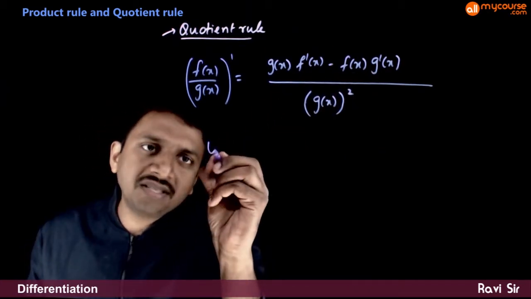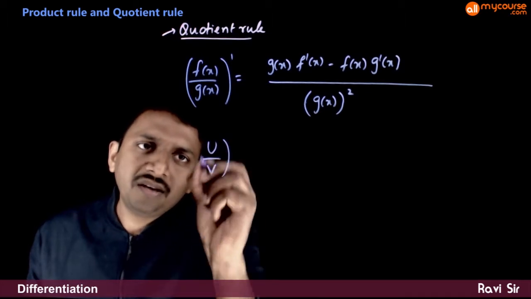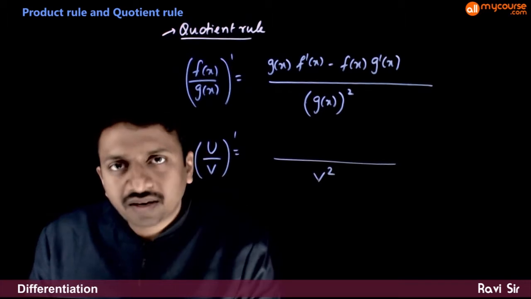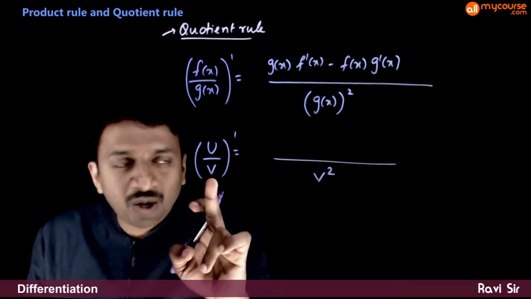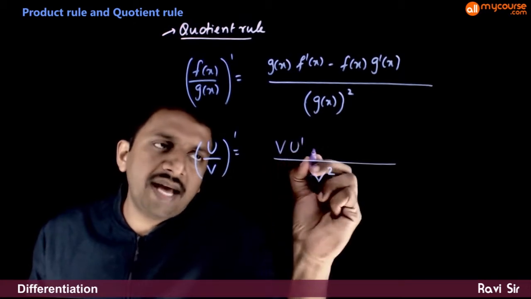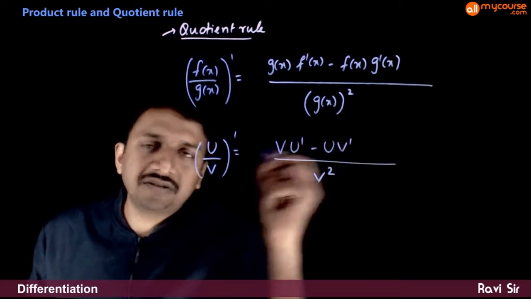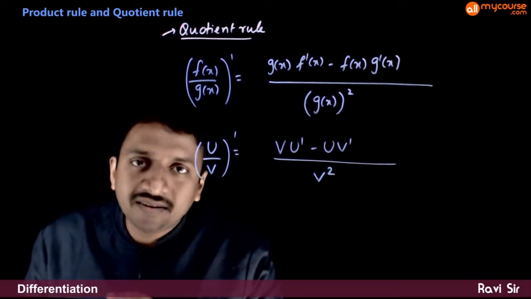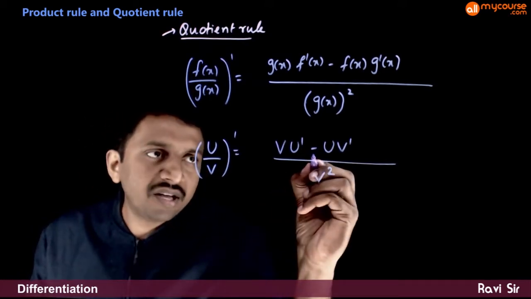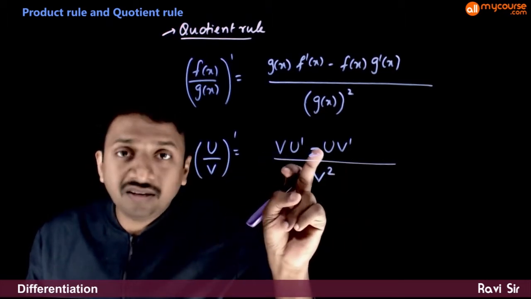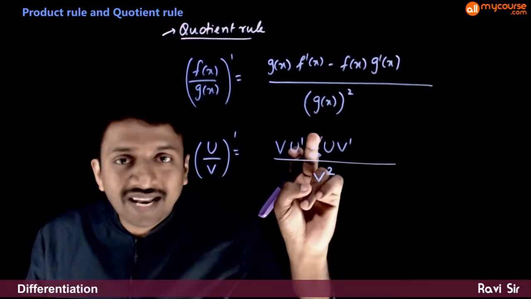You can remember this easily like u by v whole dash is equal to, in the denominator you get v square, that is whatever function is in the denominator, square of that. And in the numerator you have v u dash minus u v dash. So the difference between the product formula and the quotient formula is, in the product formula you have a positive sign in the middle. In the quotient formula you have a negative sign in the middle.